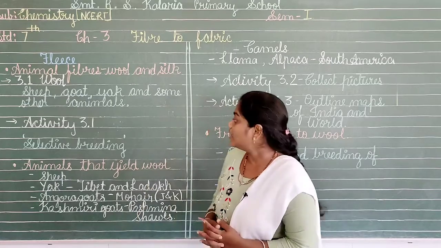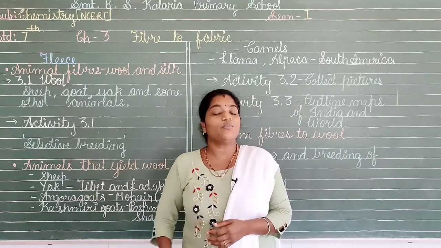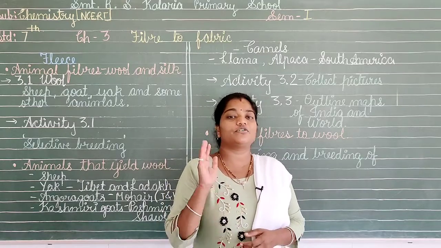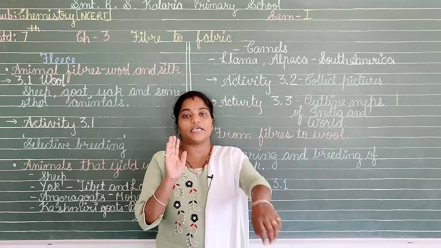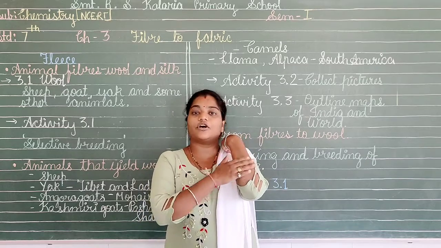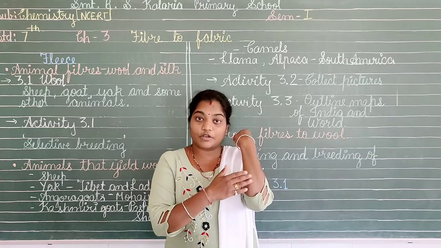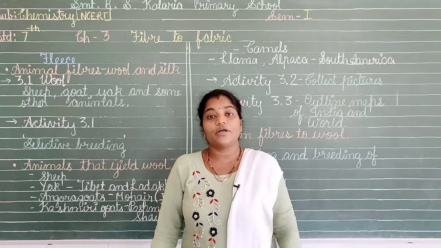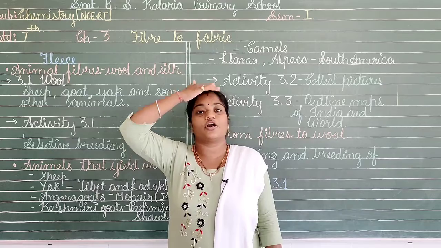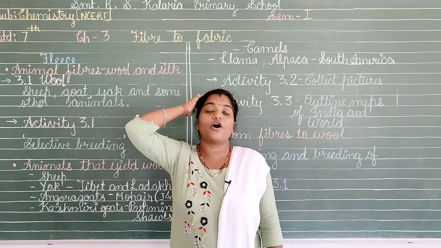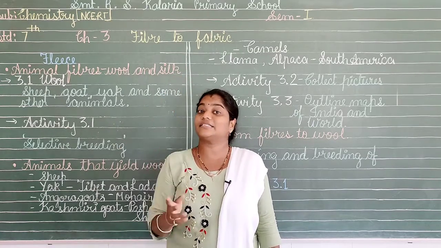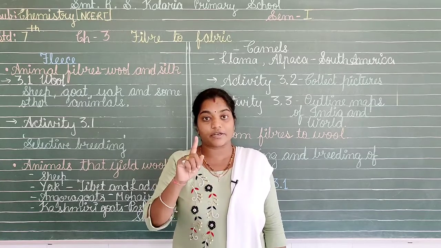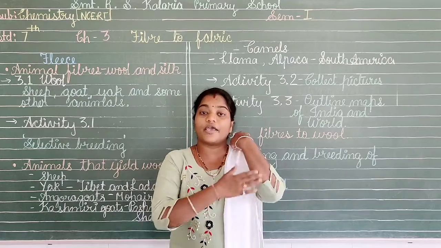So here we have activity 3.1. What does this activity tell us? What we have to do is take one hand, take the second hand and move it over that hand. What will you find? You will find that there are some soft hairs on your arms. Now rub your hand on your head, on the hair of your head. You will find that there is a vast difference between the hair on the head and the hair on your skin.